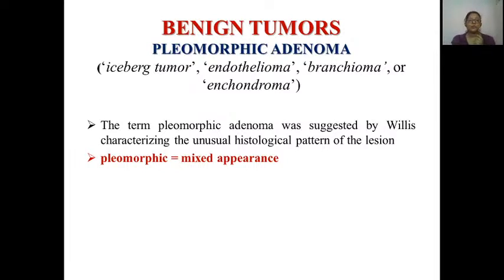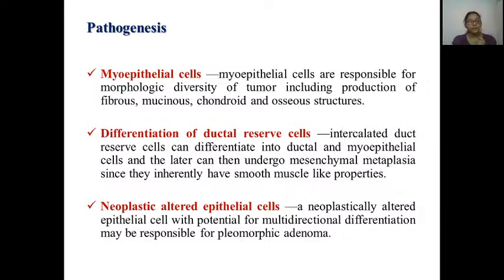The benign tumor includes the pleomorphic adenoma, which is also known as iceberg tumor or endothelioma or branchioma or enchondroma. This term is suggested by Willis, which is characterized by the unusual histological pattern of the lesion. When viewed histopathologically, it gives a mixed appearance of different types of cells. Pleomorphic means a mixed appearance of different types of cells is seen.